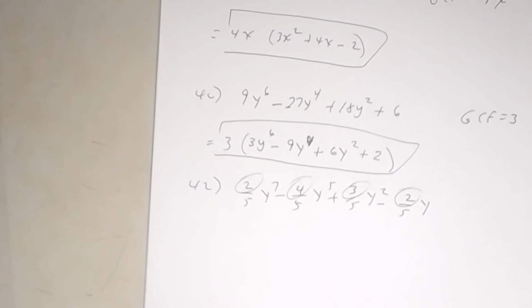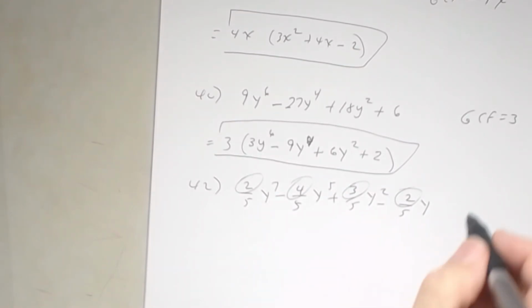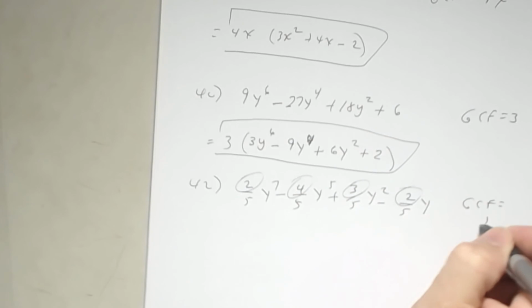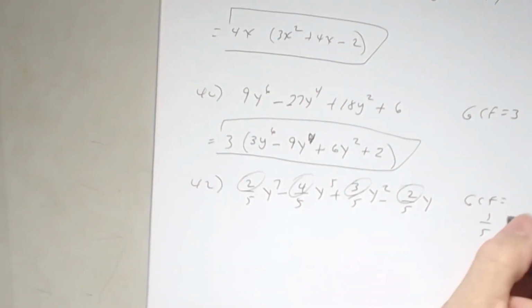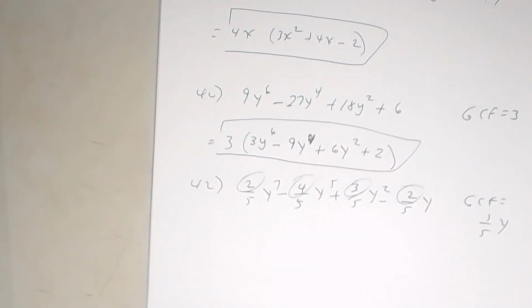What's the GCF of those numbers? 1. So what's the GCF of 2/5, 4/5, 3/5, and 2/5? 1/5. Oh, yeah, 1. Okay, now look at the y's. Do you have y's in all of them? Yes. So how many do I need? One. So what's the GCF? 1/5 y. Okay?